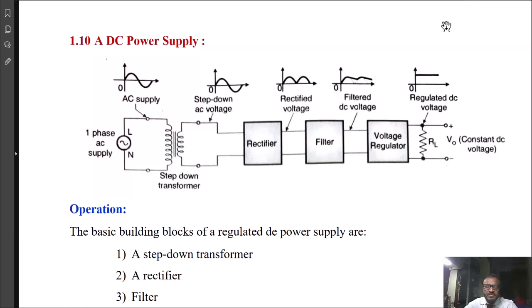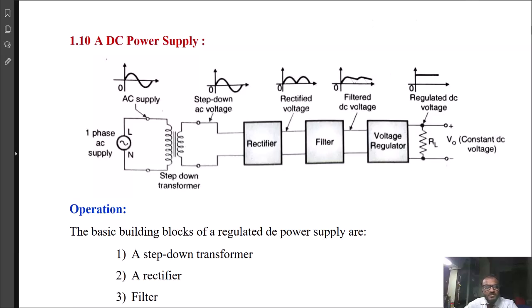Whereas we have an AC mains source that normally has an RMS voltage value in the range of 230 volt in the Asian region and 110 volt RMS in the European region.